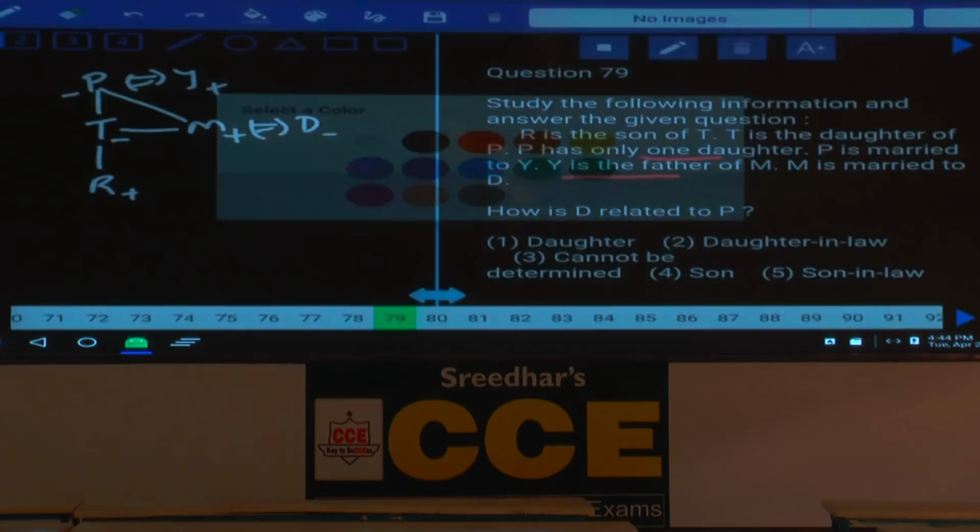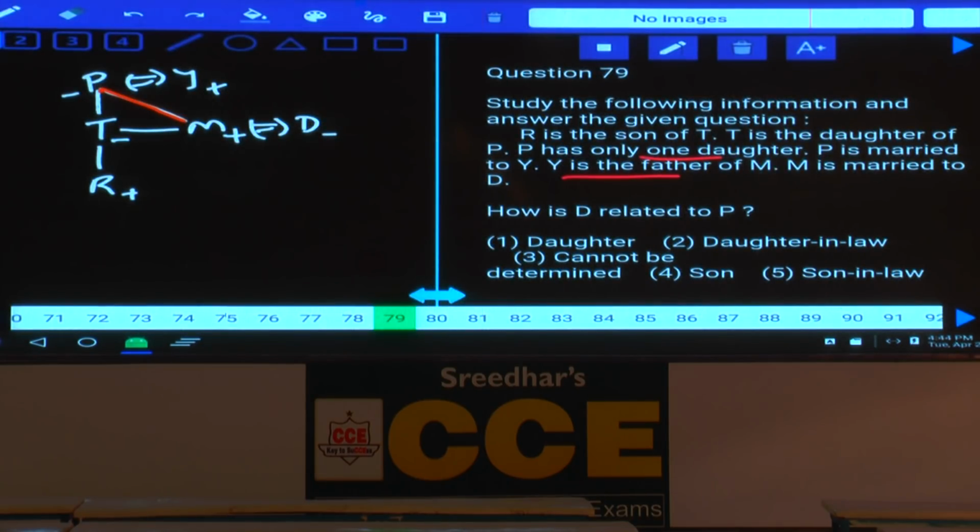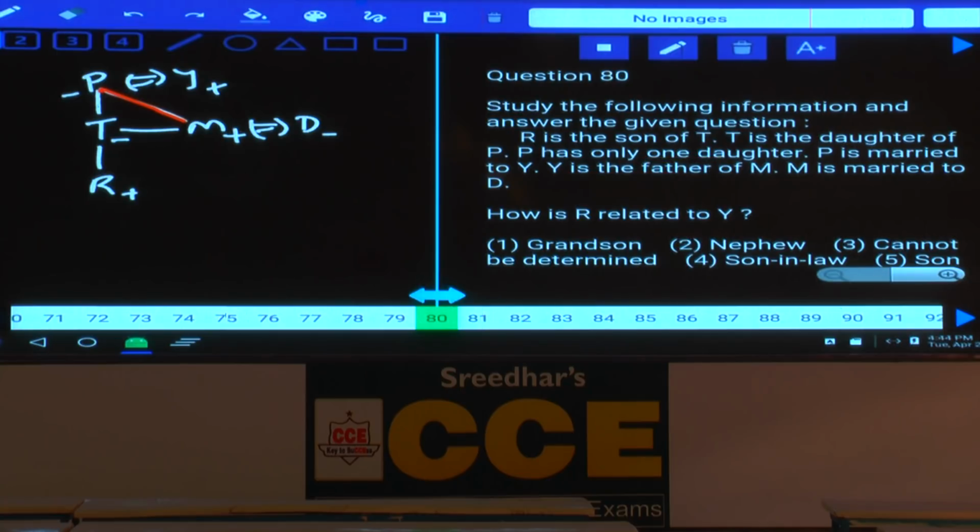As son's wife, what do you mean by this son? P's son is M, son's wife is D, son's wife is daughter-in-law, that is choice 2. 79. Then question number 80. How is R related to Y? Y's daughter is T, daughter's son is grandson, that is choice 1. Done with this? Now this is about question number 79 and 80.